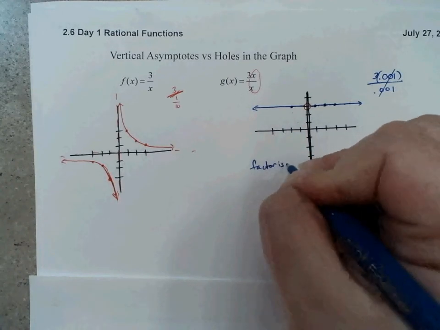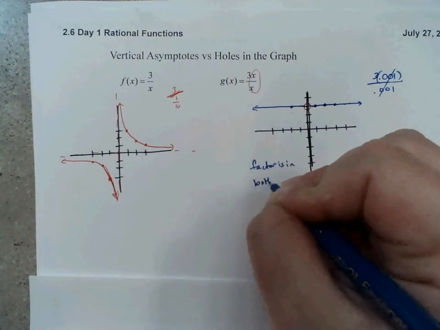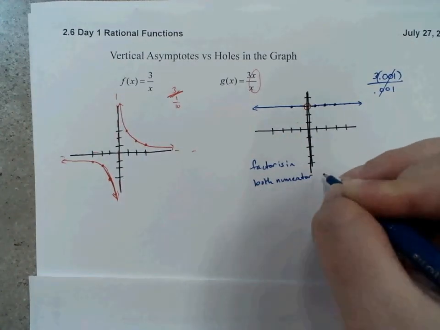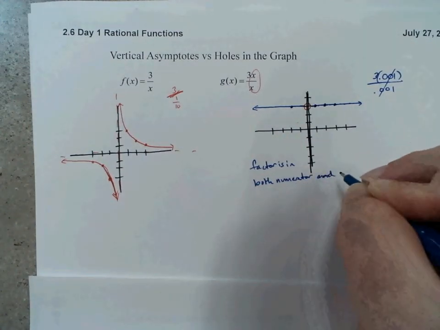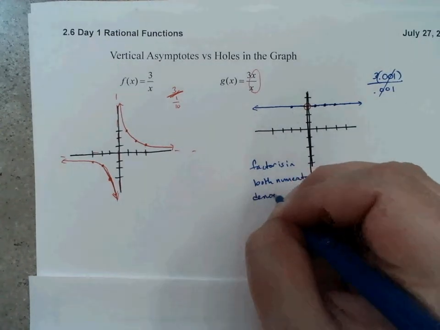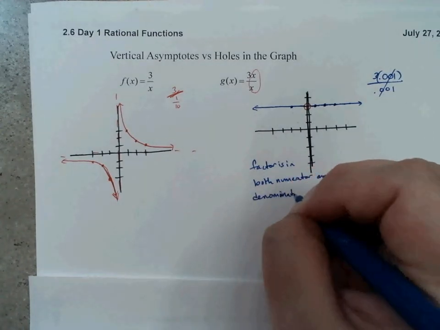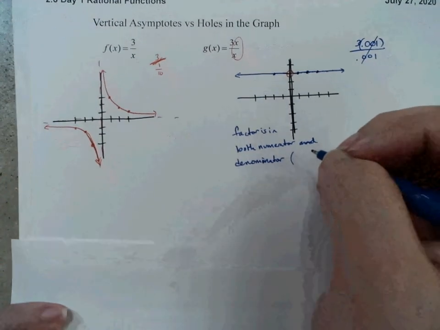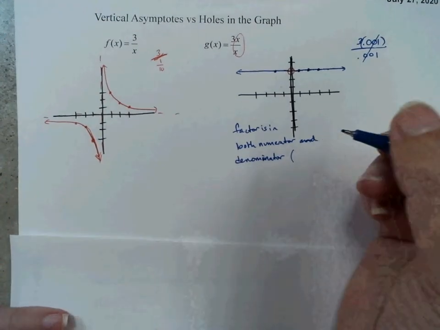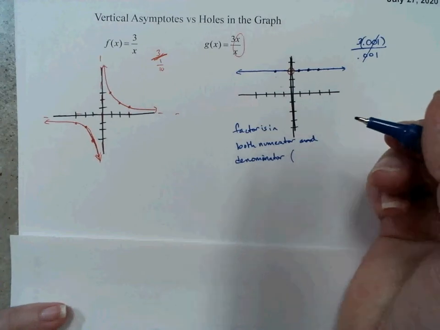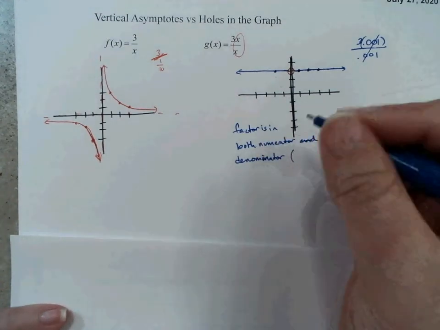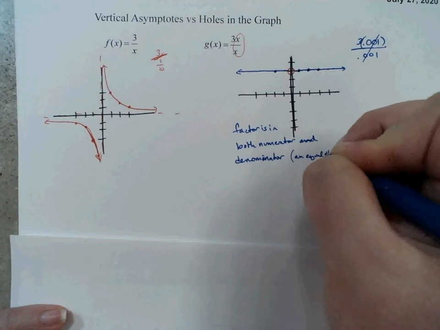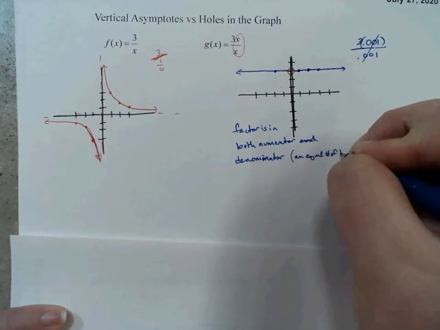So if the factor is in both numerator and denominator, and this is going to be important, I'm putting it in parentheses. It's not like it's going to show up a whole lot, but it's important that you don't just memorize this as a rule whenever it's not actually true. The factor is in both the numerator and denominator an equal number of times.